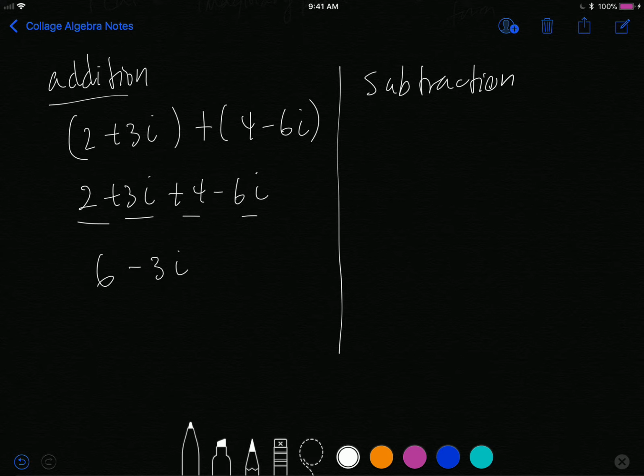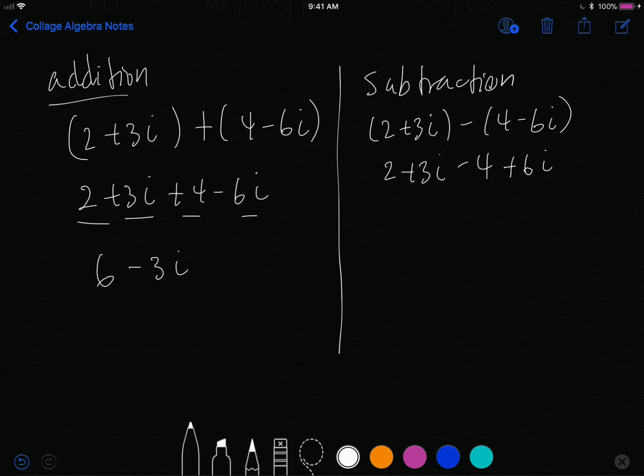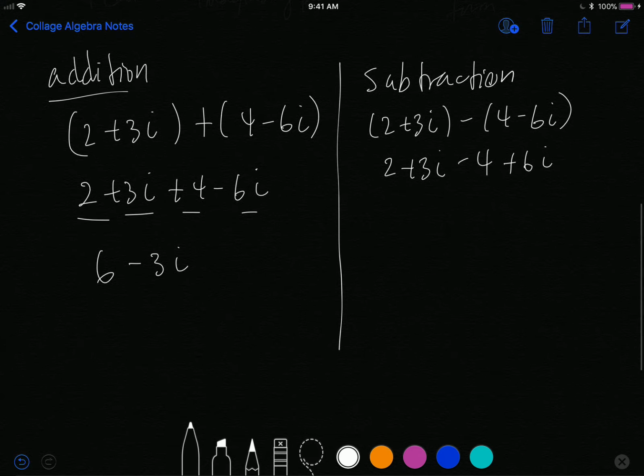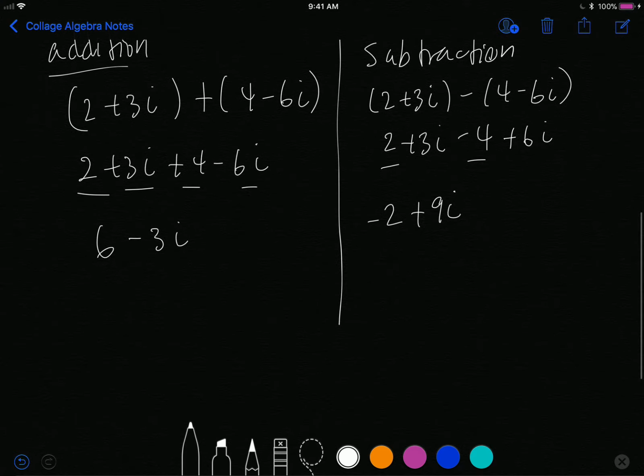except you distribute the minus sign. So if I have 2 plus 3i minus 4 minus 6i, you will get 2 plus 3i. After I distribute the minus sign, I get negative 4 plus 6i. And now, I group like terms. The 2 and the 4 is a negative 2. And the 3i and the 6i gives us 9i. Because as you know, 9 i's are better than 1. Yes? No? No? I don't think so.